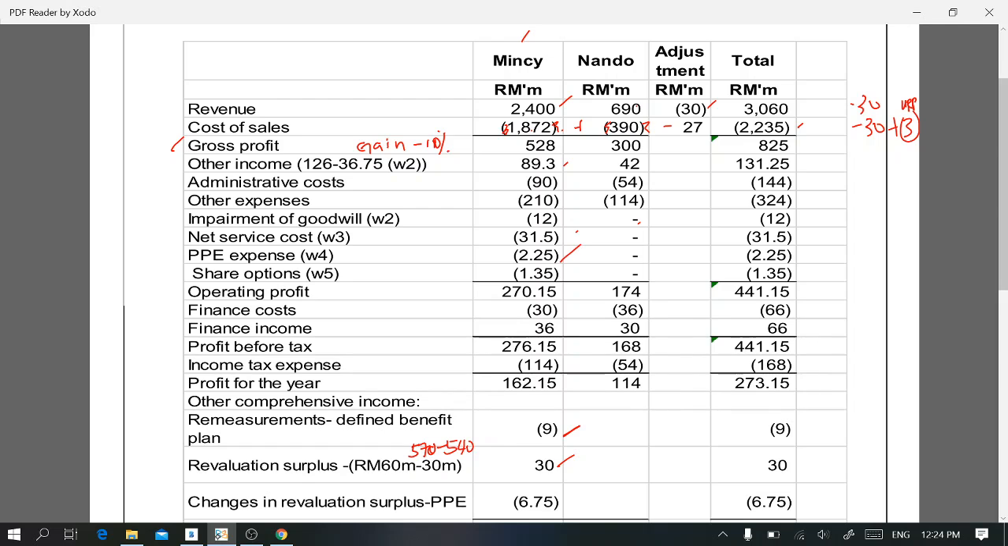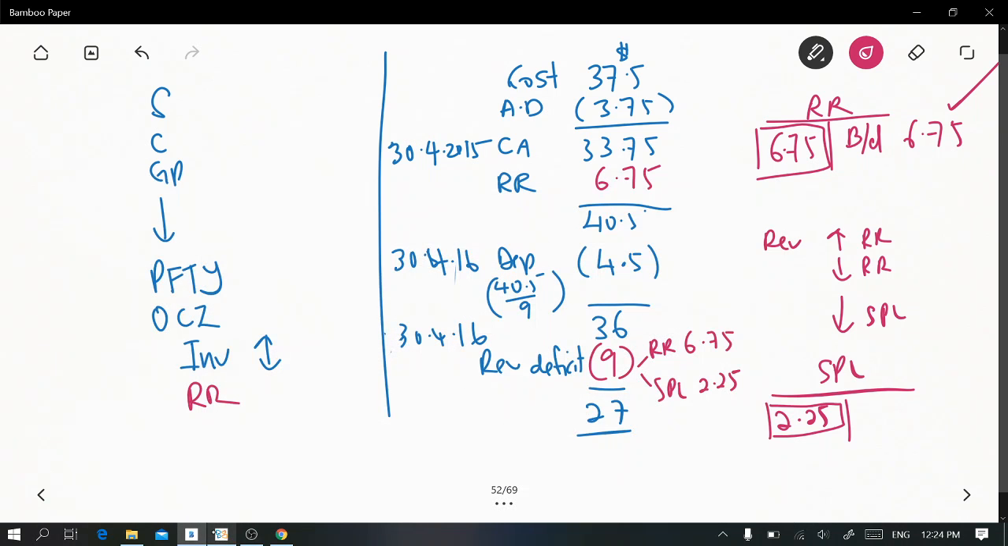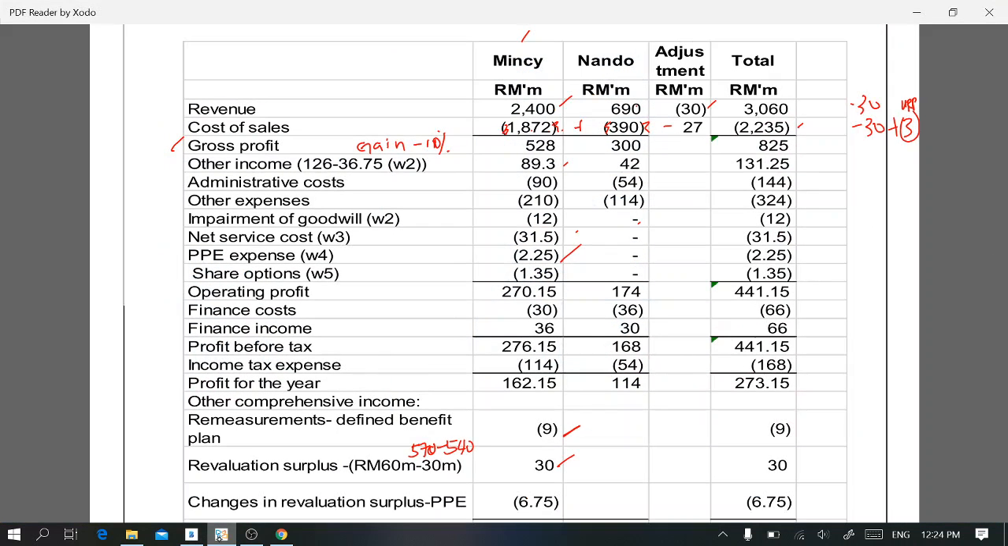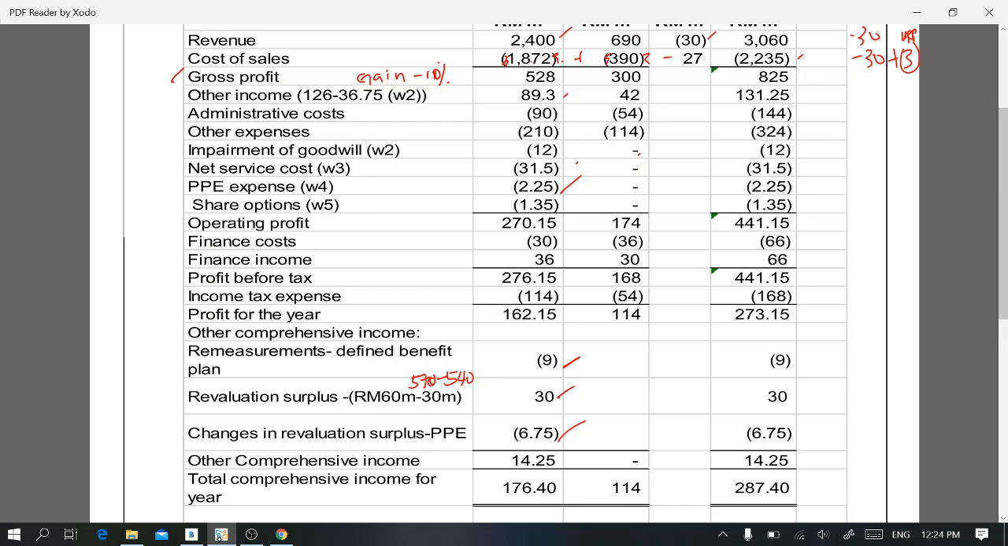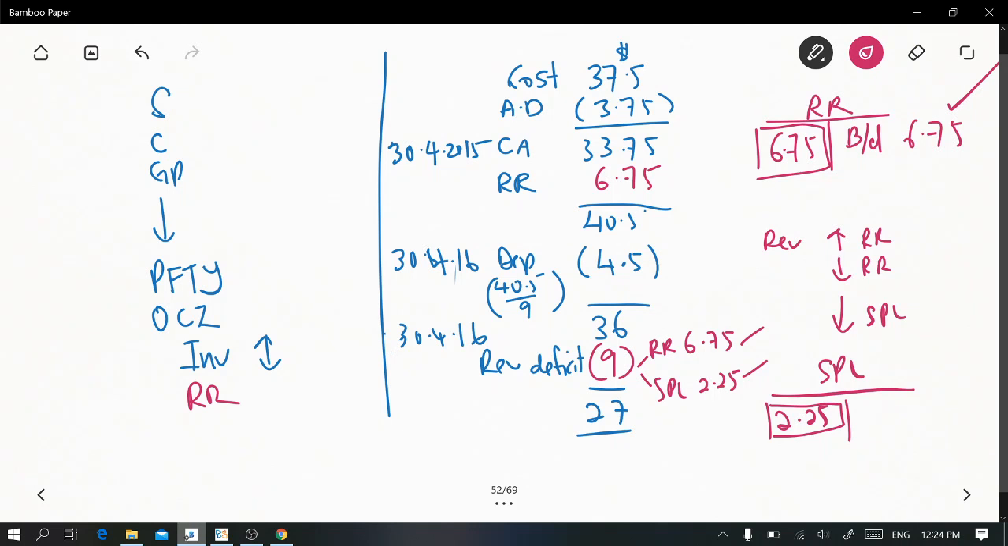PPE 2.25. Expense 6.75 is a reversal. Put it here, meaning we have a reversal, we put it here 6.75 reversal down, and we have an impairment here minus 2.25, one in P&L, one in OCI. Done.